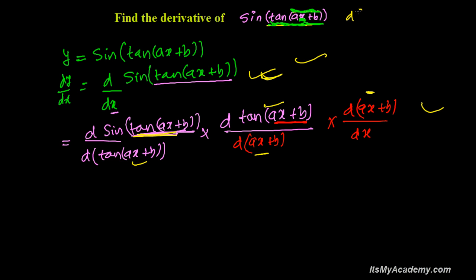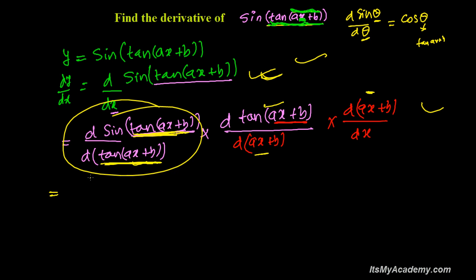It's something like derivative of sine theta with respect to its theta. Theta is the angle, right? So here derivative of sine theta with respect to its angle theta is cos theta, right? Similarly here sine has the angle tan ax plus b, so it is the same, and this theta will now be replaced by tan ax plus b. So that is what I'm doing here to find the derivative of this part. Derivative of this part will be cosine tan ax plus b.